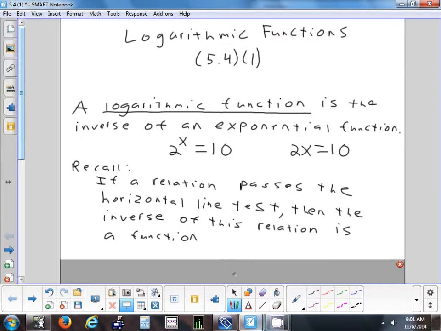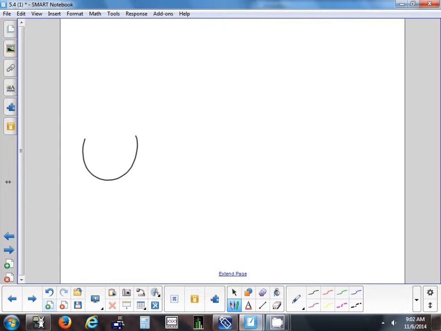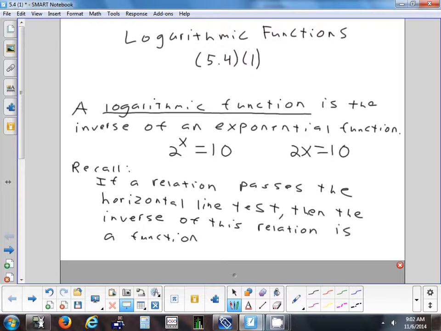So for example, a parabola. A parabola fails the horizontal line test. A horizontal line hits it twice. So what that means is if you were to graph the inverse of a parabola, do it like this. Here's your parabola. The inverse of a parabola would look something like this. Since a parabola fails the horizontal line test, its inverse is going to fail the vertical line test. So in other words, the inverse of a parabola, when you draw it, is not a function.